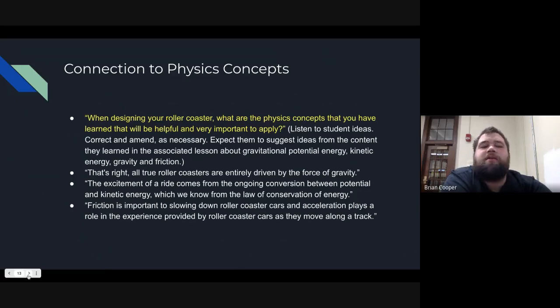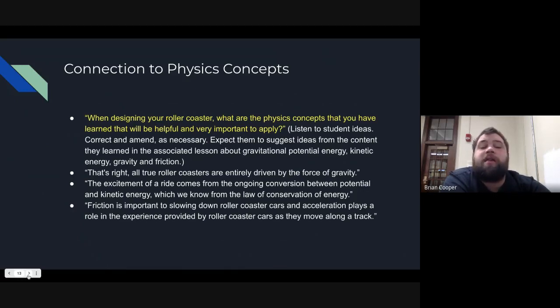You're going to listen to your students' ideas, correct and amend as necessary, and expect them to suggest ideas from the content they learned in the associated lesson about gravitational potential energy, kinetic energy, gravity, and friction. Then you're going to respond, that's right, all true roller coasters are entirely driven by the force of gravity. The excitement of a ride comes from the ongoing conversion between potential and kinetic energy, which we know from the law of conservation of energy.